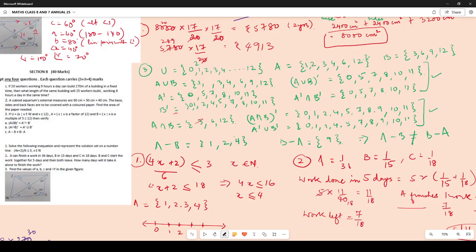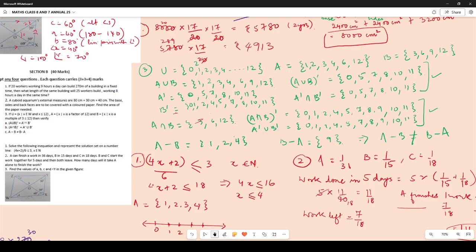So A union B will be what? 1, 2, 3, 4, 5, 6. A union B will be 1, 2, 3, 4, 6, 9 and 12. A union B complement में क्या बच गया? 0, 5, 7, 8, 10, 11.